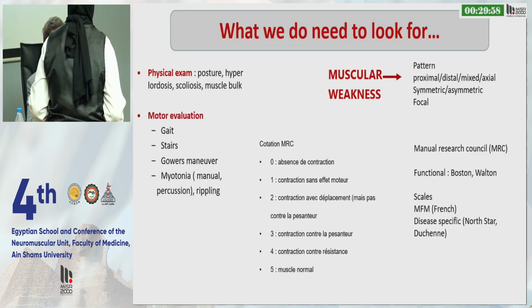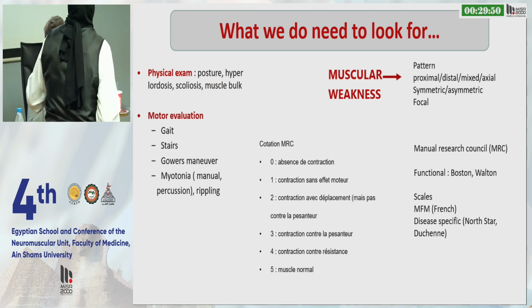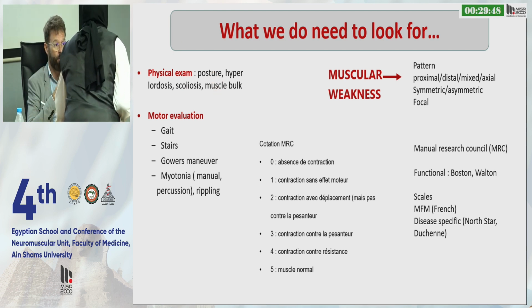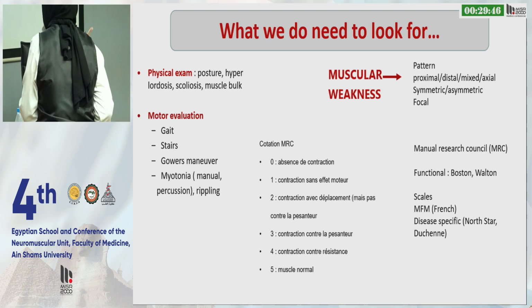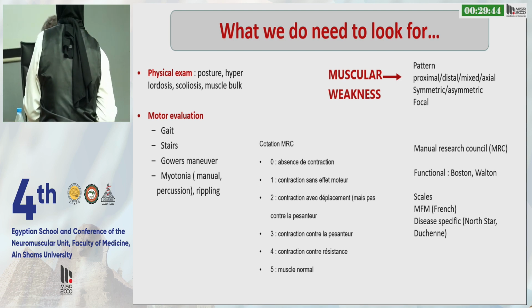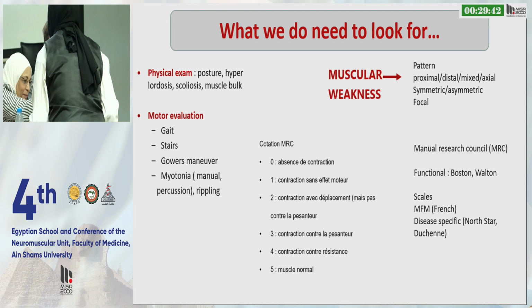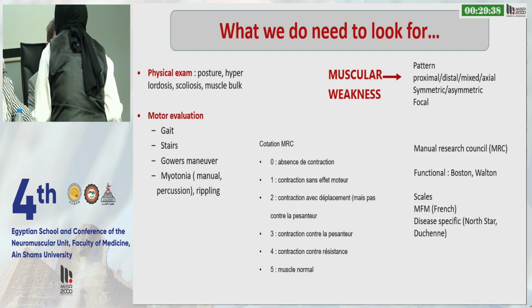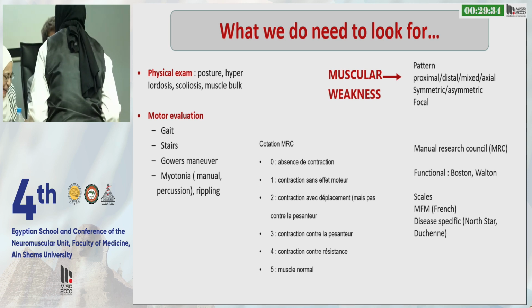So, what do we need to look for when we do a physical exam? We need to appreciate in the children the posture, the presence of a deformation of the spine with hyperlordosis, deformation of the spine with scoliosis, the muscle bulk, and check if the muscles are atrophic, normotrophic, or hypertrophic. And then we look at the motor evaluation.